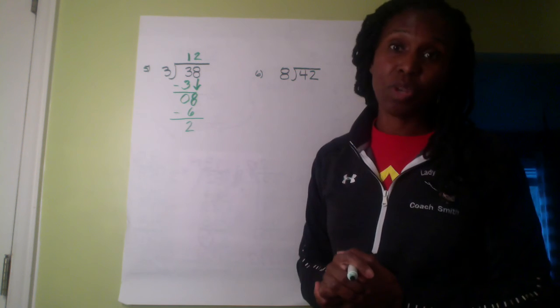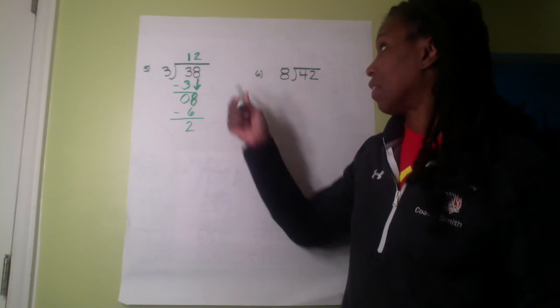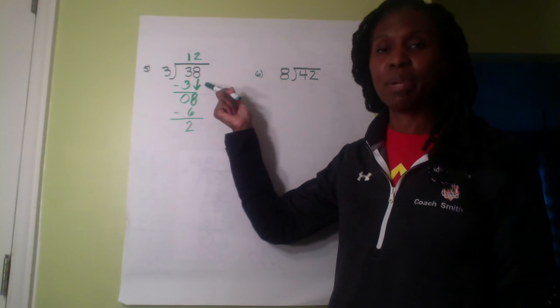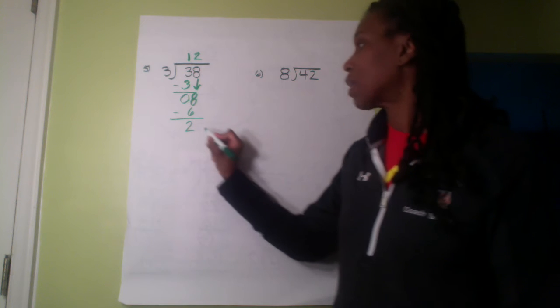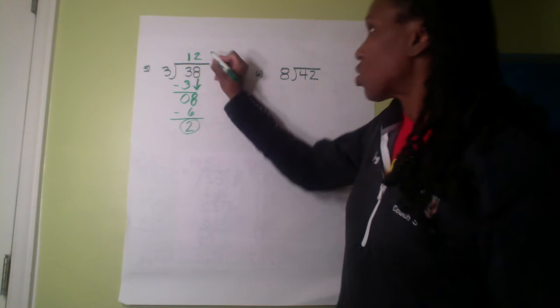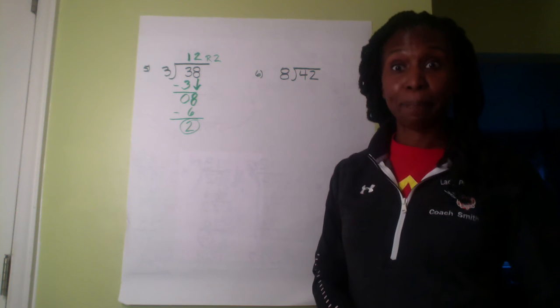2 is less than 3, so I'm good. After I compare, I'm supposed to bring down the next digit in the dividend, but I don't have any digits to bring down. And so I can't repeat, so the 2 is just simply my remainder. Okay, so up here I'm going to write remainder 2.